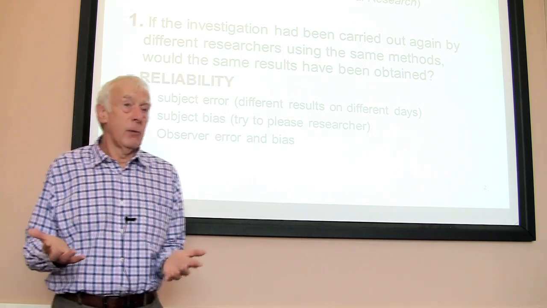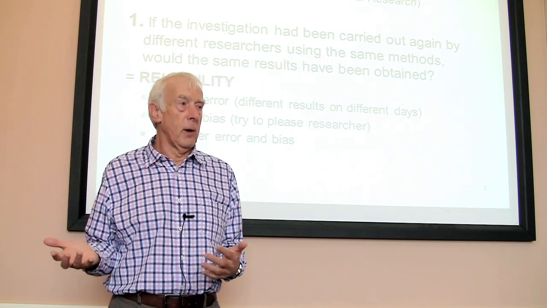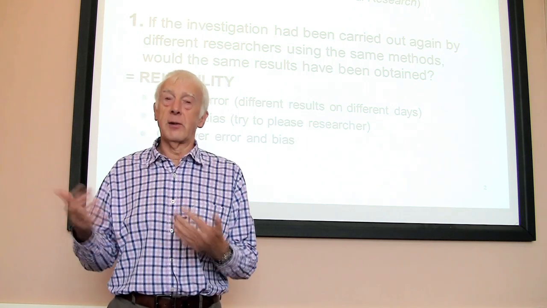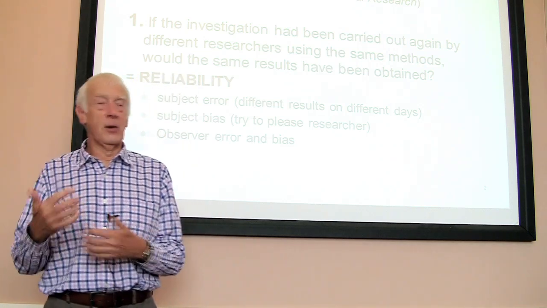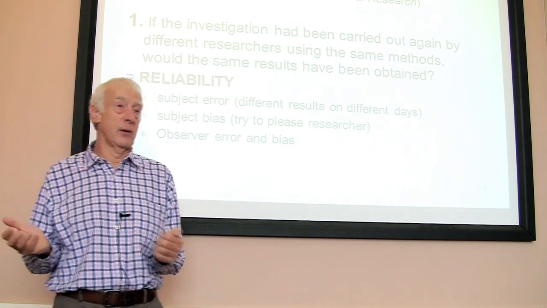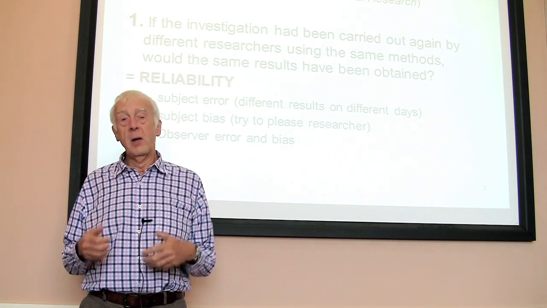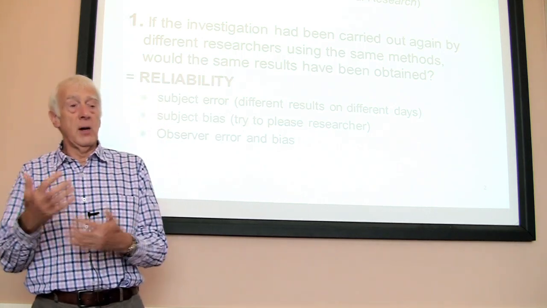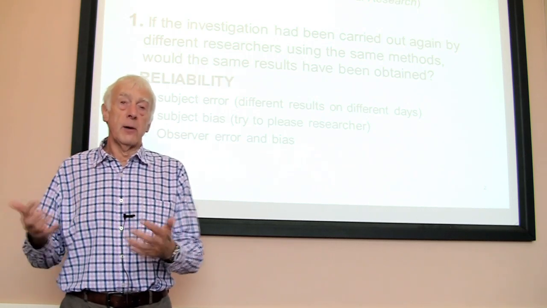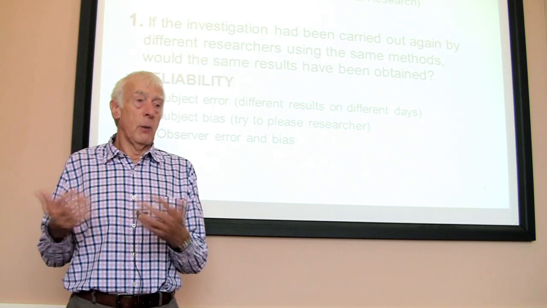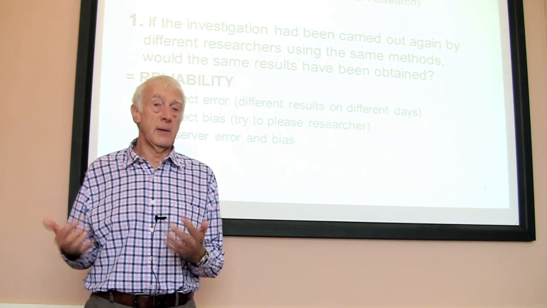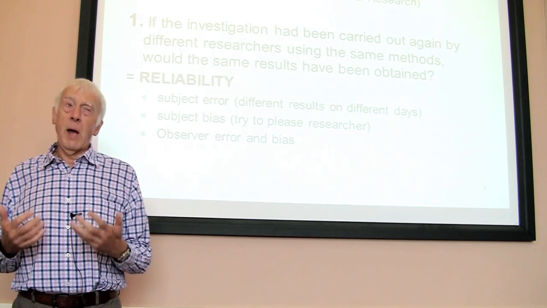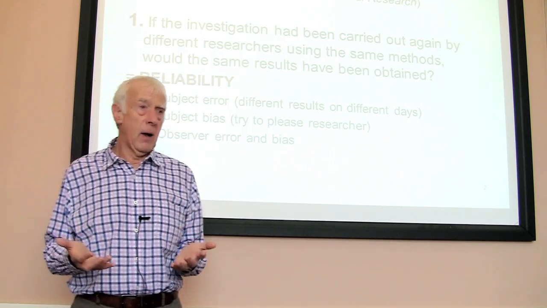So maybe they like one researcher and don't like the other one. And so the answers they give are different to the two different researchers because they like one and dislike the other, for example, very, very simply put. So the bias comes in by the fact that the answers are given differently to different researchers, and therefore, of course, if you repeat the research with different researchers, you're going to get different results. And we have to try very hard to get round that in research.